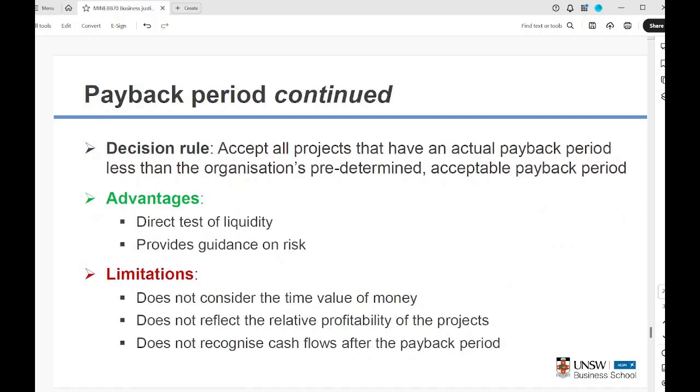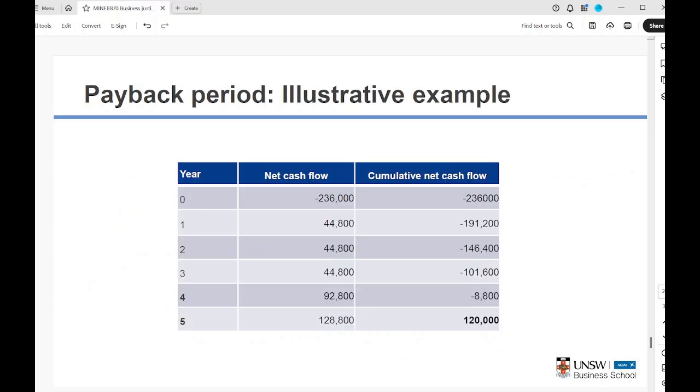So what's good about the payback period? It tells us very quickly how long it's going to take to get our money back. Some of the limitations of the payback period: it doesn't tell us about any cash flows that occur after that payback period has passed. So in our example there, it ignores any cash flows after year 3. And there's another example that you can have a look at in the slides.